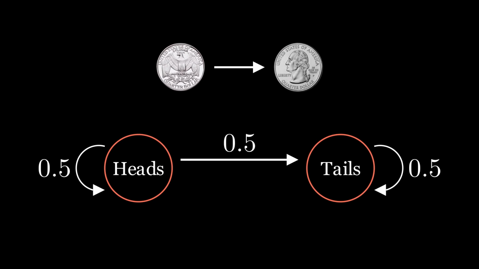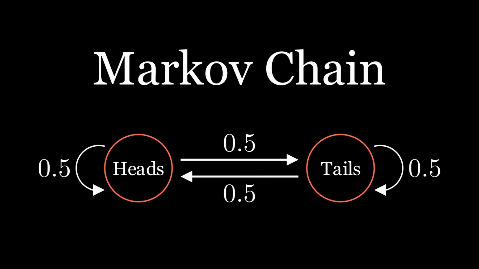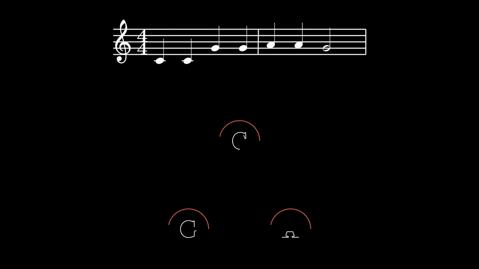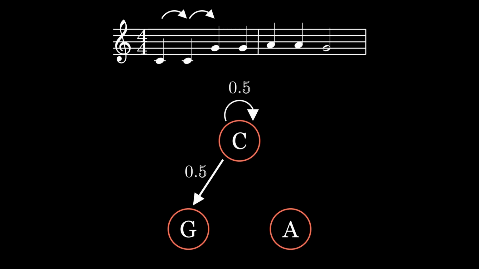These arrows are called transition probabilities, and this model is called a Markov chain. Now let's go back to Twinkle Twinkle Little Star. We first draw the 3 states representing the 3 different notes in our melody. If we're currently on C, we can either stay on C or move to G. Since these are the only 2 possibilities, we give each of them a probability of 0.5.